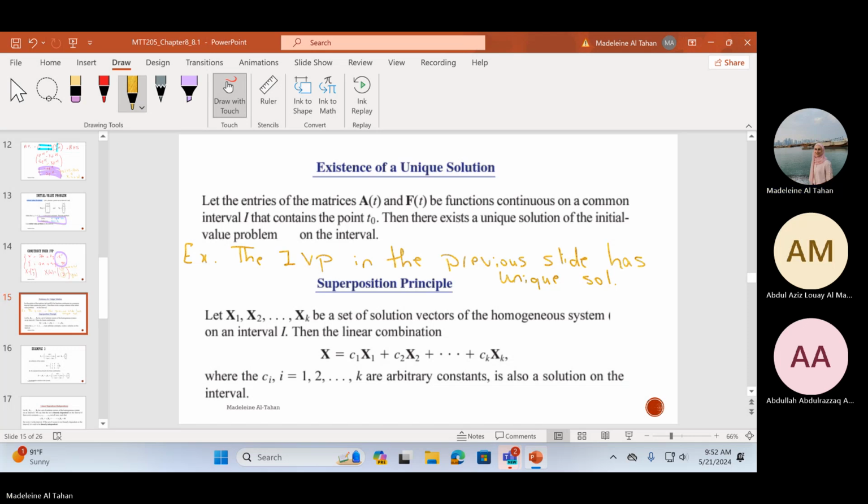Let's look at the superposition principle. Also, this one, let's link it to the first chapter. If x1 and x2 are solutions, then any linear combination of them is what? Again, a solution, right? So here we are saying if x1 and xk are a set of solution vectors of the homogeneous system, then any linear combination of them is again a solution. This one makes sense, right?